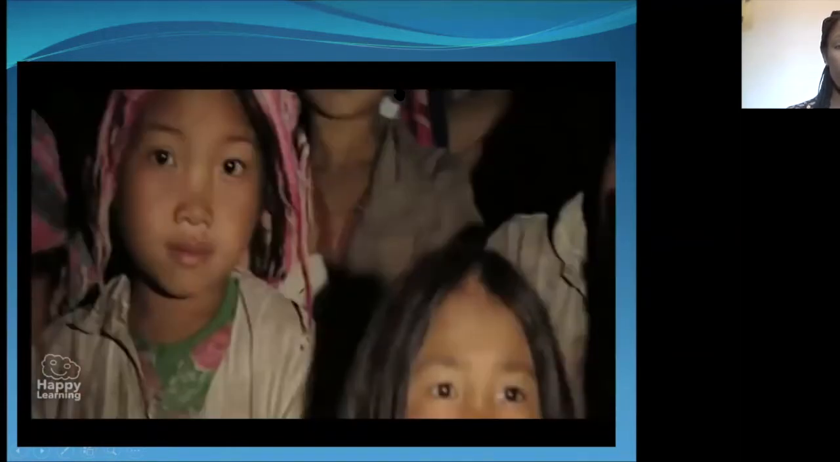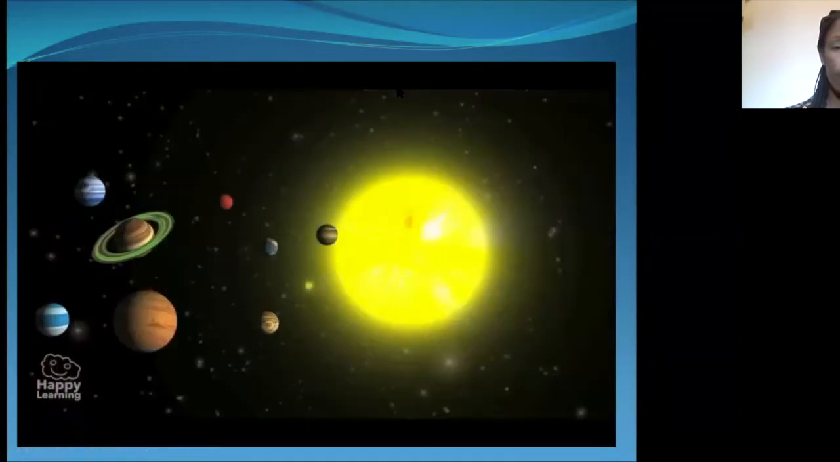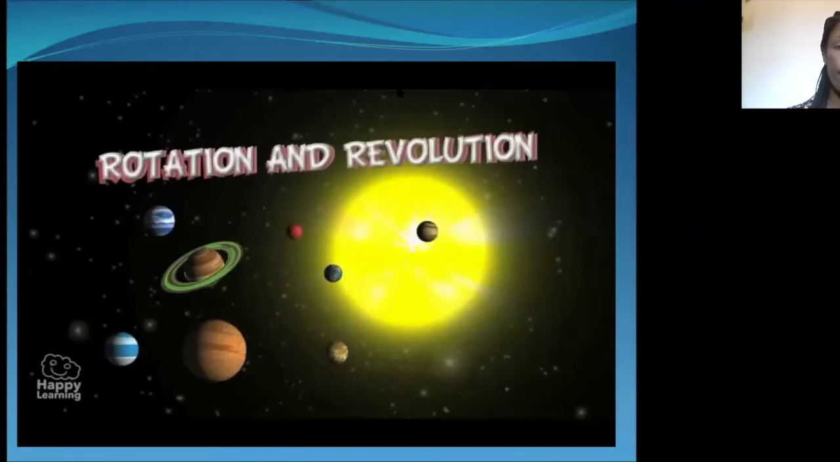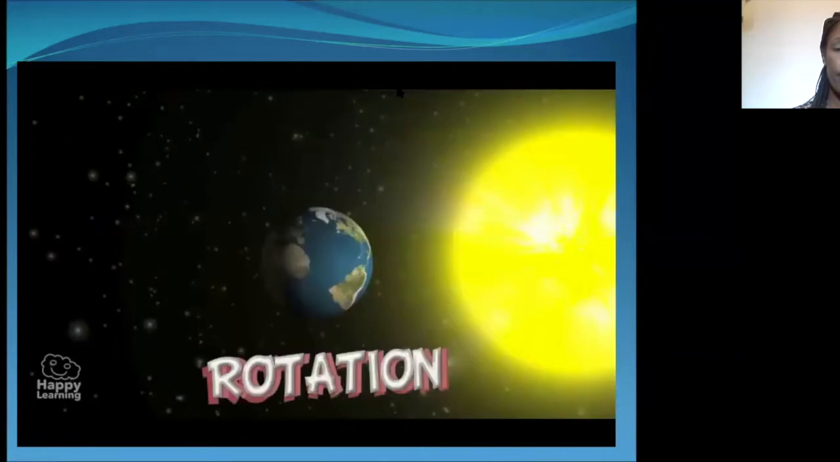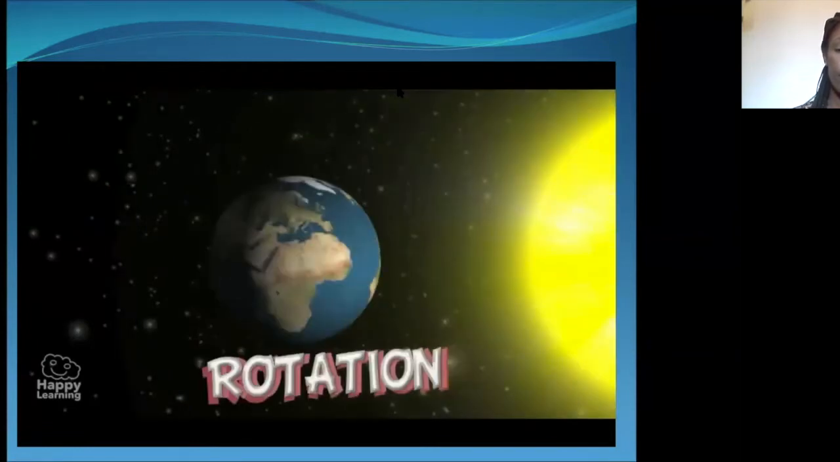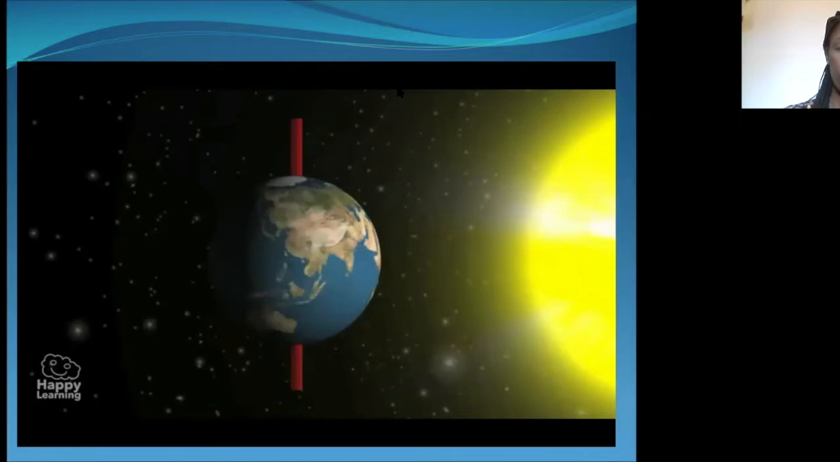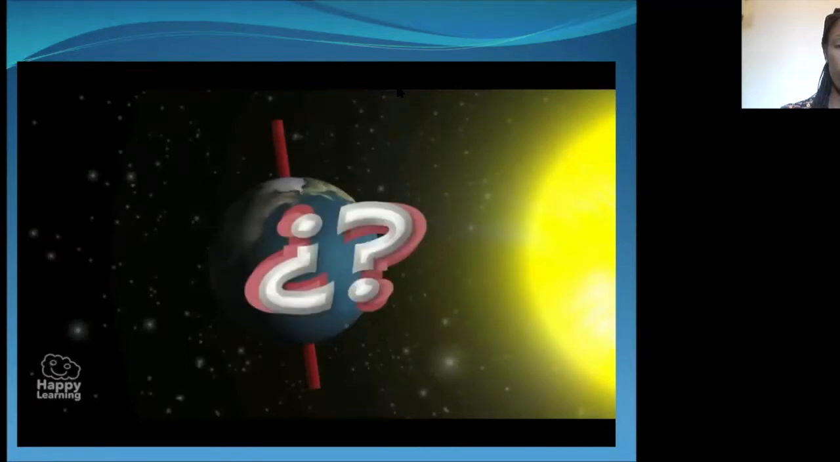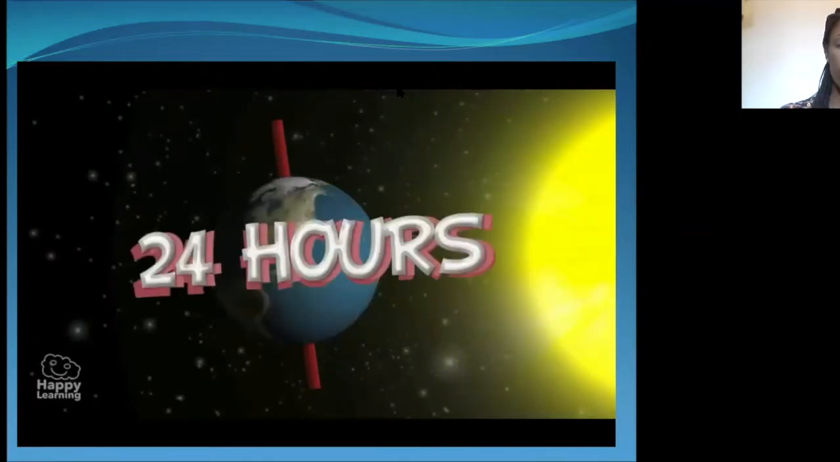Like other planets of the solar system, the Earth moves in two different ways. One is called rotation, and the other is called revolution. Rotation is the movement of the Earth on its own axis. Rotate means to turn, so the Earth turns around a slightly inclined imaginary line that joins the two poles called the axis. Do you know how long it takes to make a complete turn? It takes 24 hours to make one rotation.